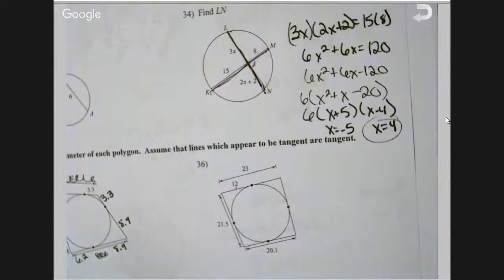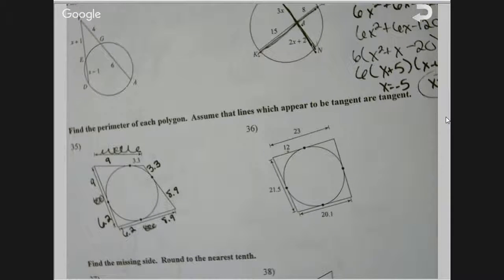Okay, I'm going to talk about graphs of circles really quick.